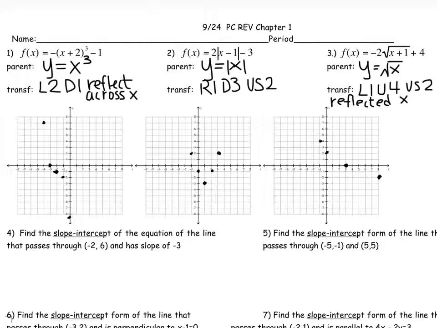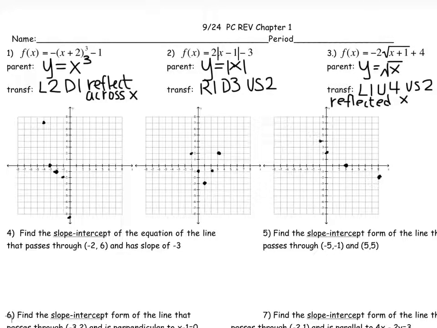So now let's take a look at examples 1 through 3. You're given functions and asked to compare them to the parent functions. Identify each transformation, then use that information to help you graph on the graphing paper.